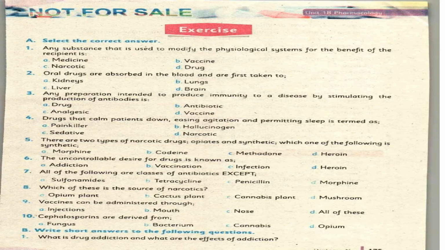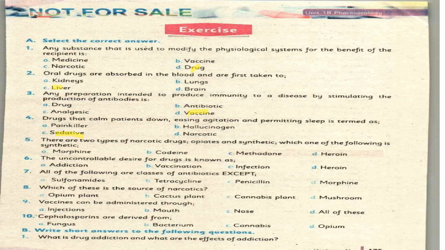Any substance that is used to modify the physiological systems for the benefit of the recipient is a drug. Oral drugs are absorbed in the blood and are first taken to the liver. Any preparation intended to produce immunity to a disease by stimulating the production of antibodies is a vaccine. Drugs that calm patients down, easing agitation and permitting sleep, are termed sedatives. There are two types of narcotic drugs, opiates and synthetic.